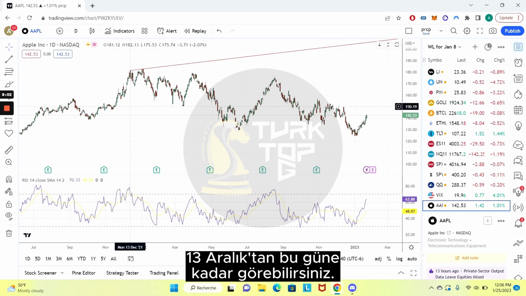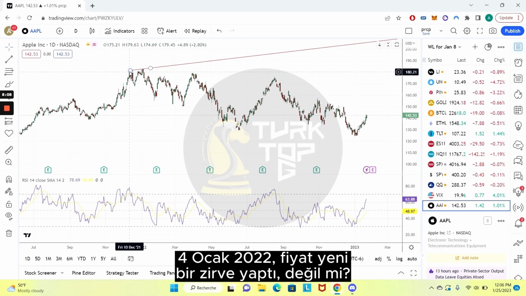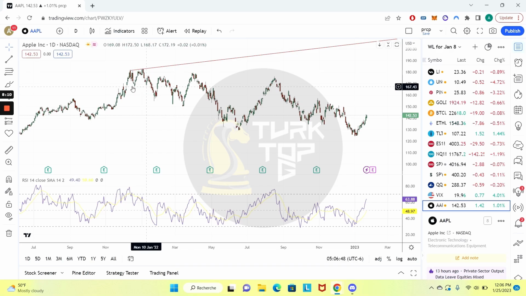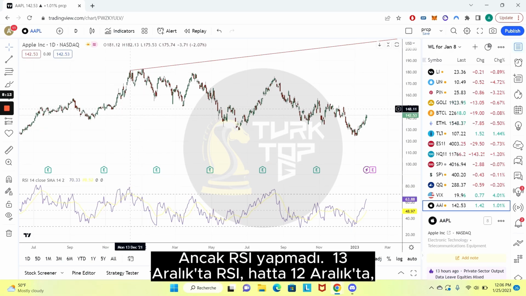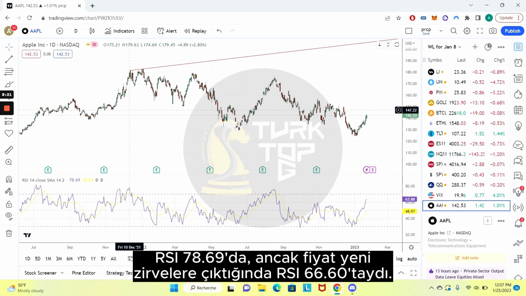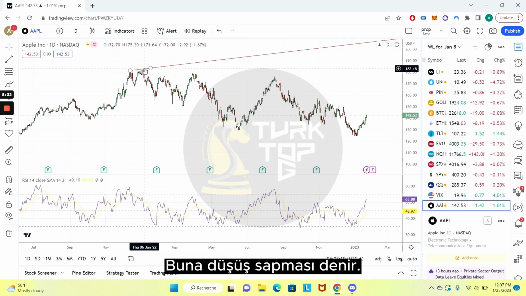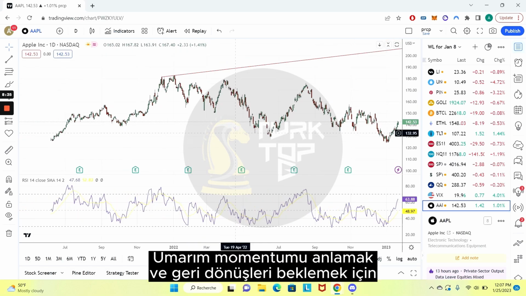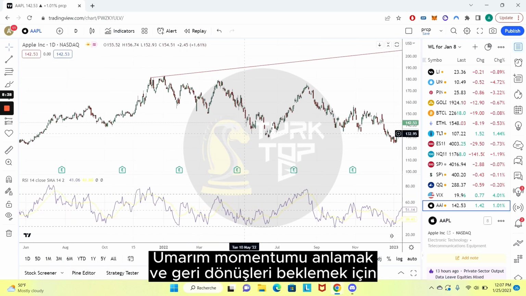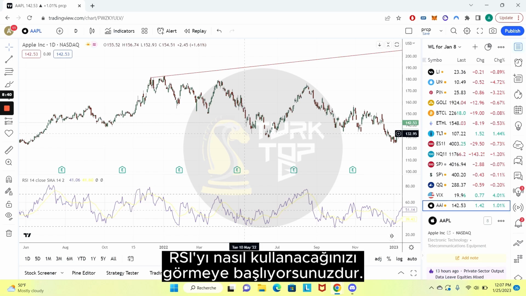So you can see from this day, December 13th, to January 4th of 2022, price made a new high, right? But RSI did not. On December 13th, even December 12th, December 10th, the RSI is at 78.69. But when price made new highs, the RSI was at 66.60. So you can see the RSI went lower, but price made new highs. That's called a bearish divergence. I hope you're starting to see how to use RSI for understanding momentum and for expecting reversals.